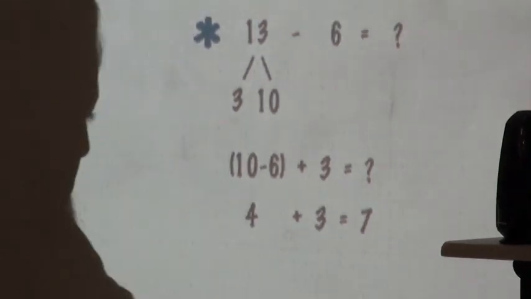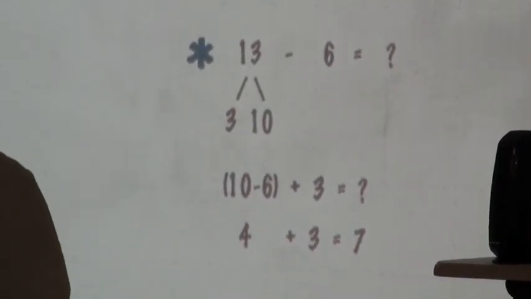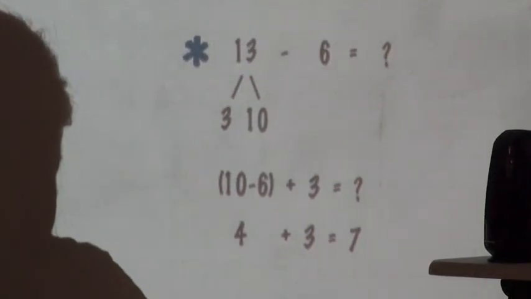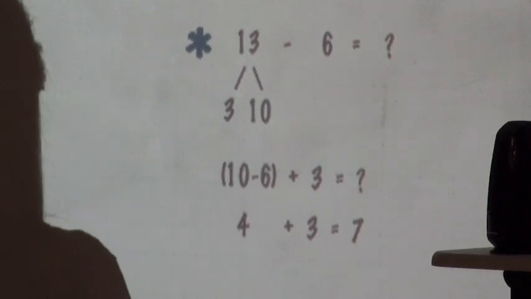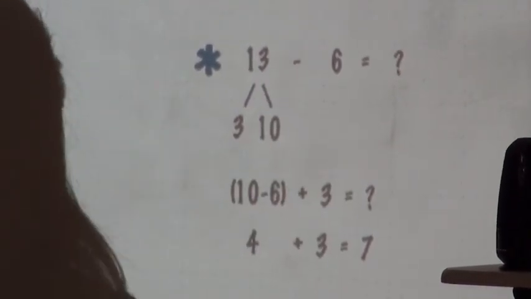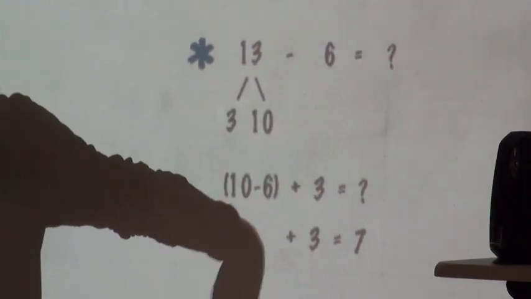10 and 3 make 13. Okay? So I need to subtract 6. Can I take 6 away from my pocket with 3? I don't have enough, so I have to go to my pocket with 10. So I'm going to take 6 out of that pocket. Okay, so I've taken my 6 out. Now I have 4 left in that pocket, and then I still have my 3 left over. So I need to put them together.